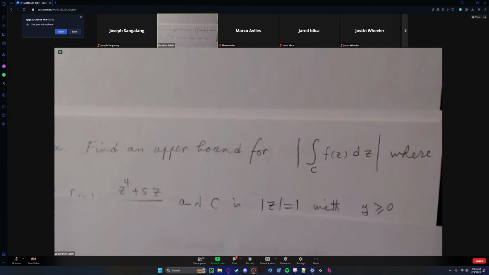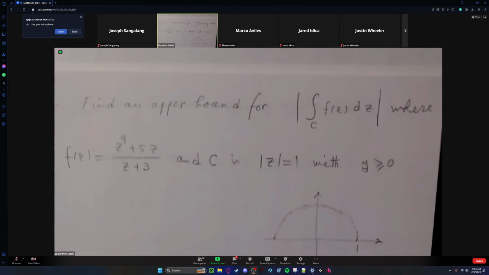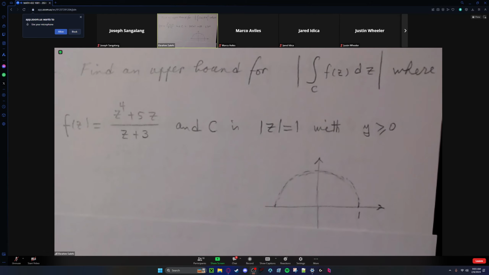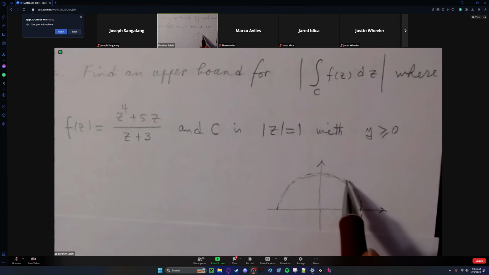The function f is this, and the curve is the unit circle with y being positive, right? This is the way we say unit circle: all the z's whose modulus is 1, so all the points on the unit circle. But there's another restriction. It says y is positive, so the upper half. So this is the curve. Here's the function. We are integrating over this curve.